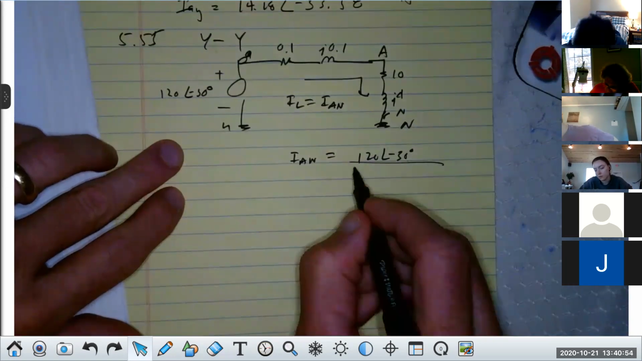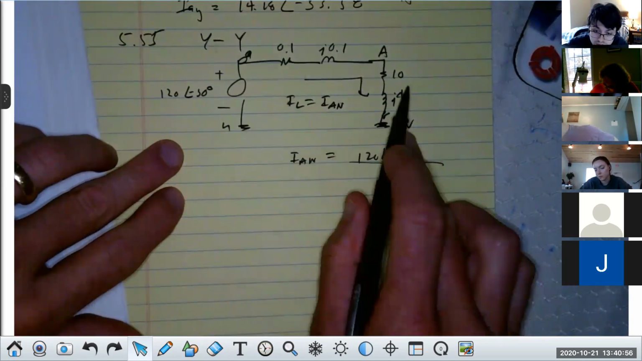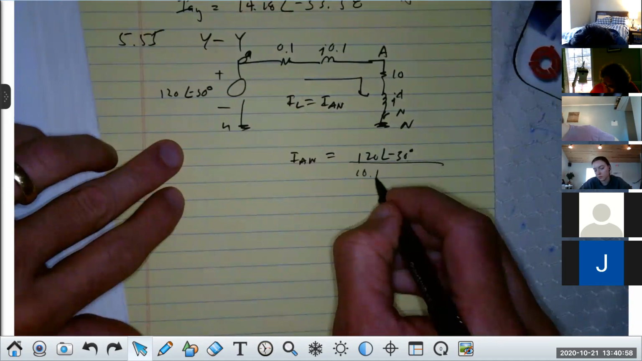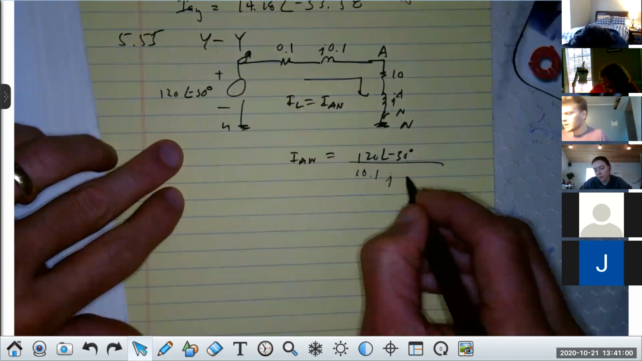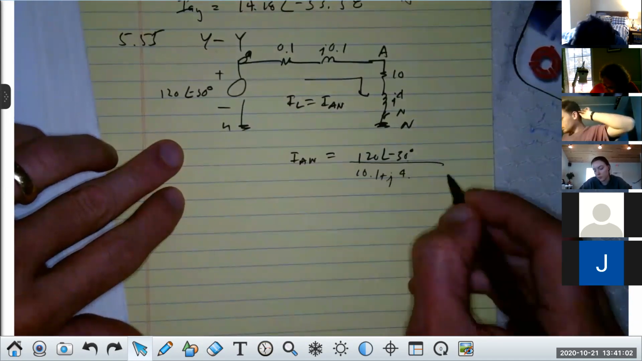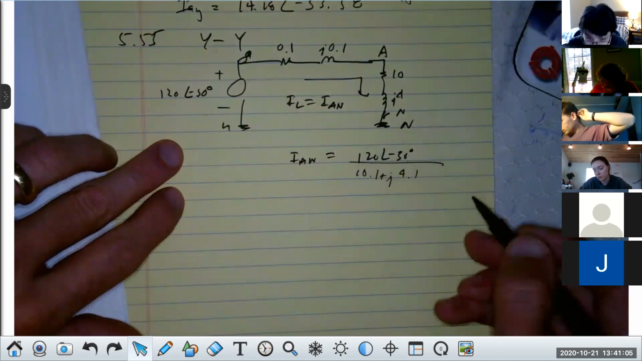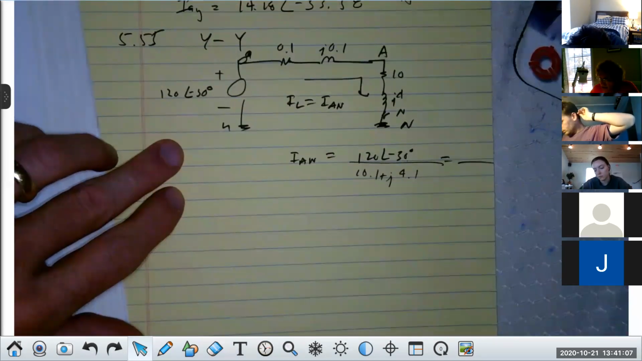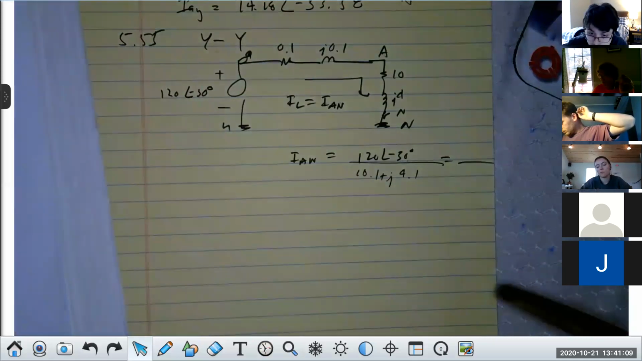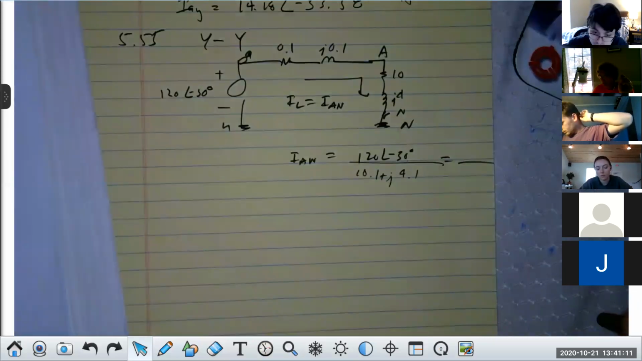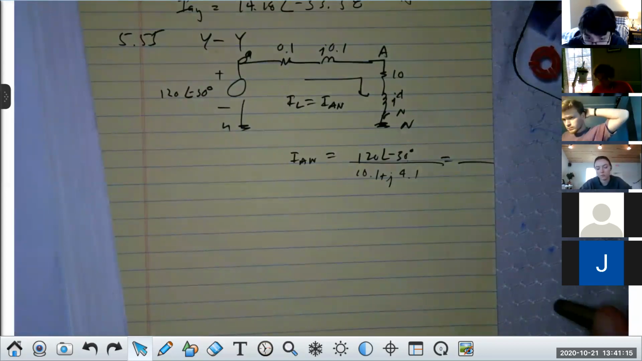Then it's divided by the sum of the impedances, 10.1 plus j4.1. I'm not going to do this; that's going to give a magnitude and an angle. Do you all agree with that? Right? Can you all hear me okay with this? Magnitude and angle, it's going to give us that.